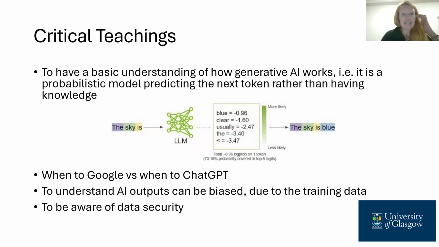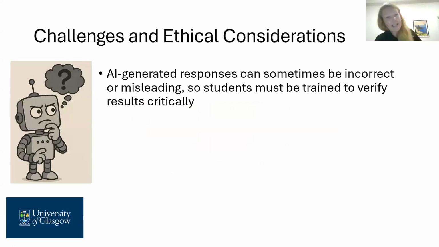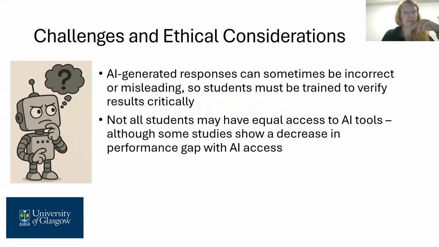So challenges and ethical considerations. AI generated responses can sometimes be incorrect or misleading. So students must be trained to verify the results critically. And not all students have equal access to AI tools. So if a student is using the pro version, perhaps they can do better than a student that's using the free version. But some studies have shown that actually we do get a decrease in performance gap as long as all students have some AI access.